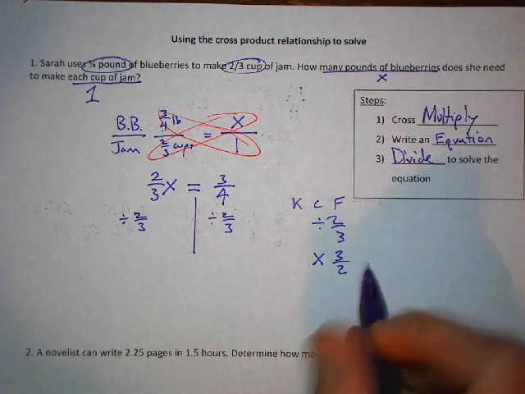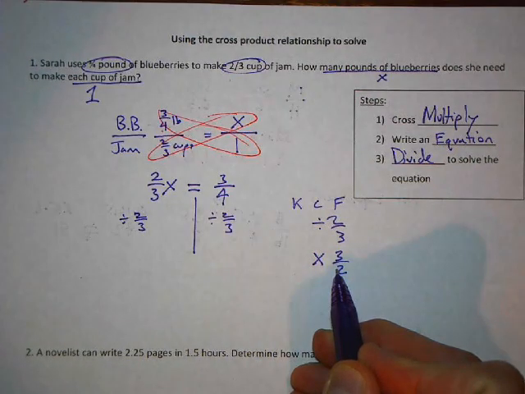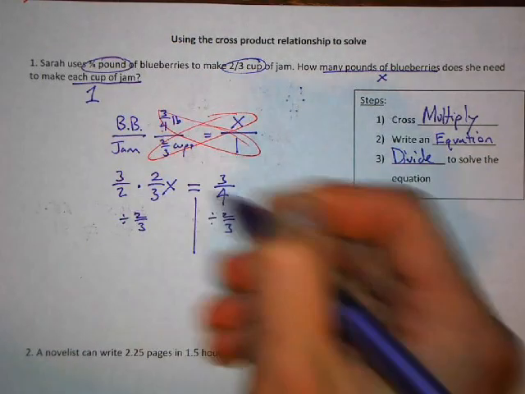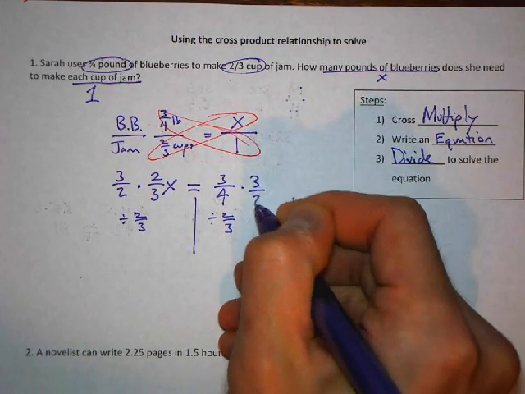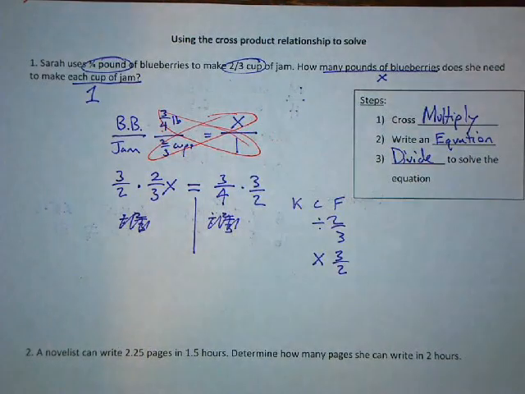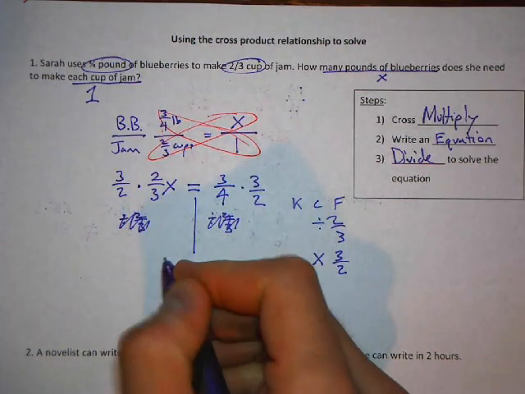Remember, keep, change, and flip. Dividing by a number is the same thing as multiplying by the reciprocal. So really what I need to do is multiply both sides by 3/2. I'm doing division, but with dividing fractions, we multiply by the reciprocal.